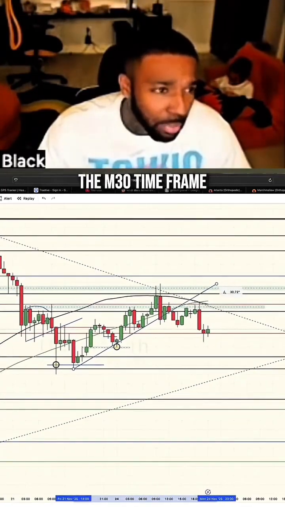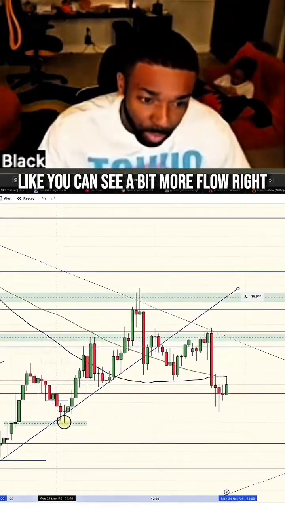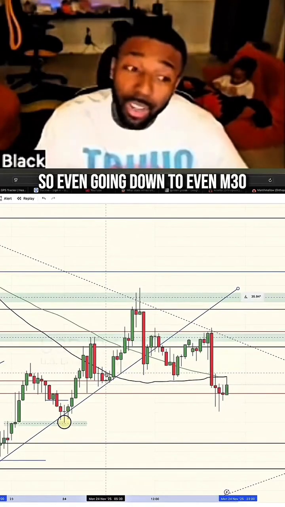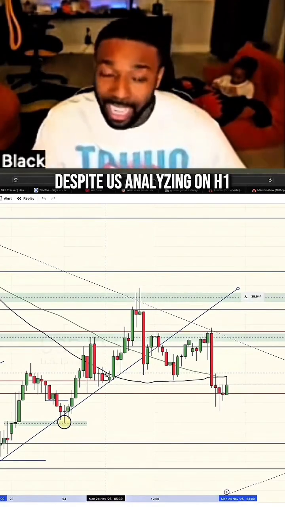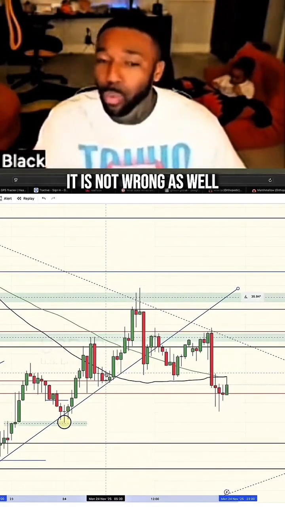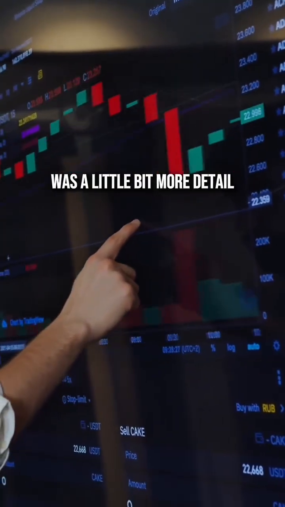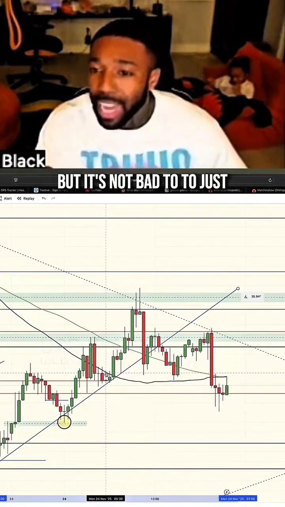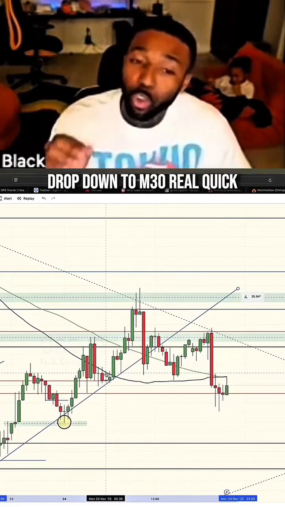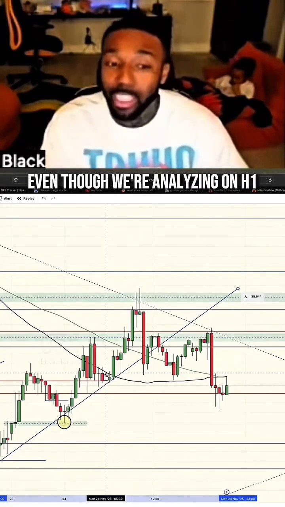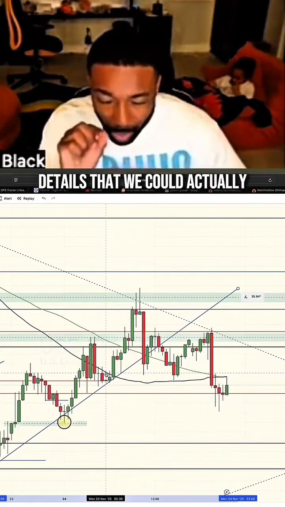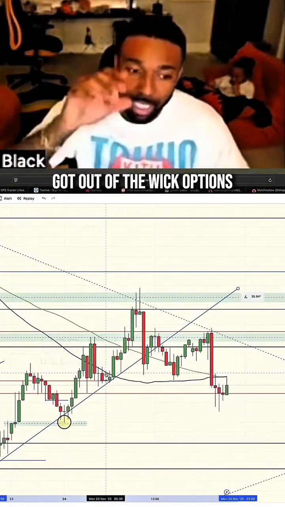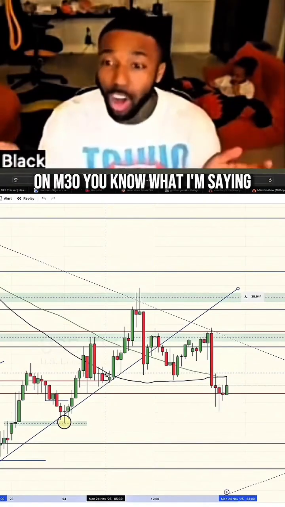Even if we go down to the M30 time frame, you can see a bit more flow, right? So even going down to M30, despite us analyzing on H1, is not wrong, because all we wanted to see was a little bit more detail, which is perfectly fine. H1 looks perfectly good, but it's not bad to drop down to M30 real quick, even though we're analyzing on H1, because there's a little bit more detail we could get out of the wick options on M30. You know what I'm saying?